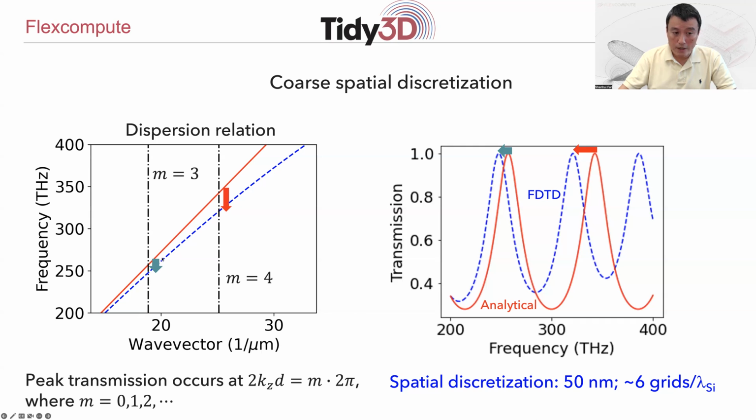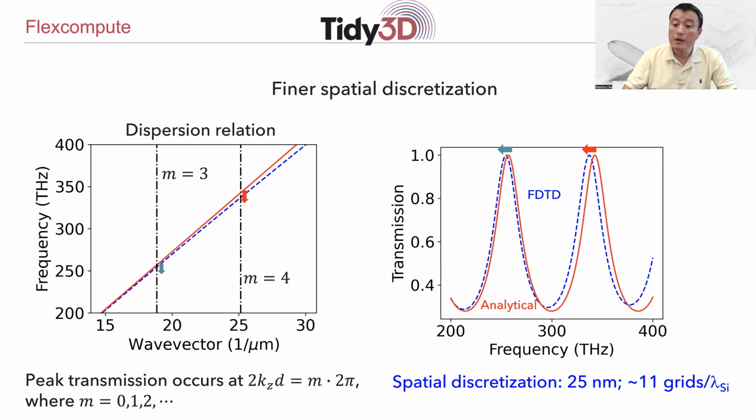And at low frequency, the difference is small. As you increase the frequency, the difference gets larger. And that's exactly what you see here. Smaller error in the low frequency side and larger error in the high frequency side. If you increase the spatial discretization by reducing the spatial step to 25 nanometer, now you can see that the dispersion relations of these two systems become closer.